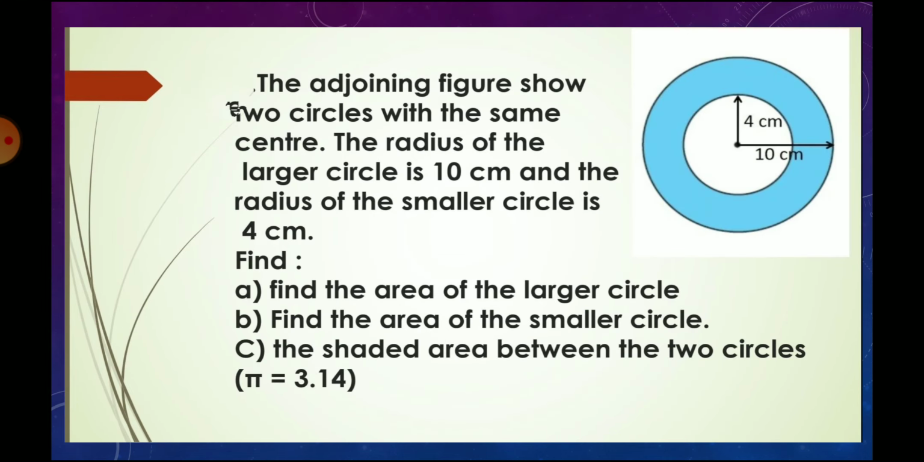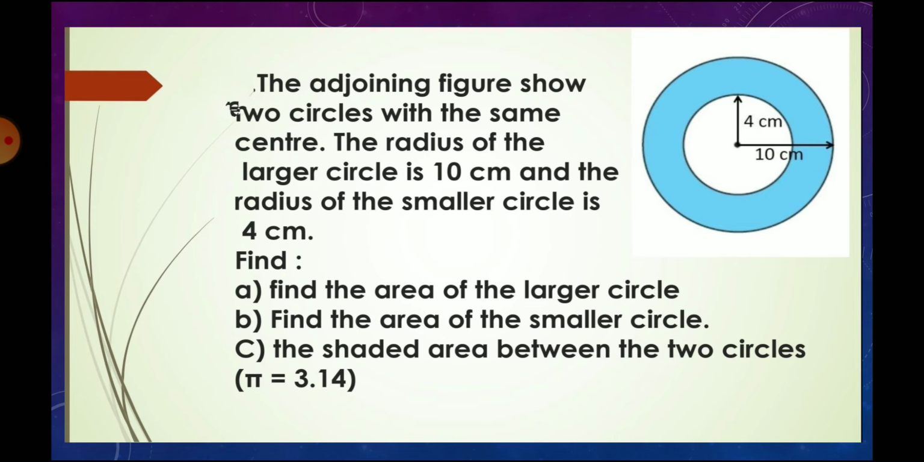Okay, so see, next one, the adjoining figure shows two circles with the same center. The radius of the larger circle is 10 centimeter and the radius of the smaller circle is 4 centimeter. Find the area of the larger circle and the area of the smaller circle. Then find the shaded area between the two circles. Okay, see the circle. Here they gave the two radius values. The small circle is 4, the big circle is 10.